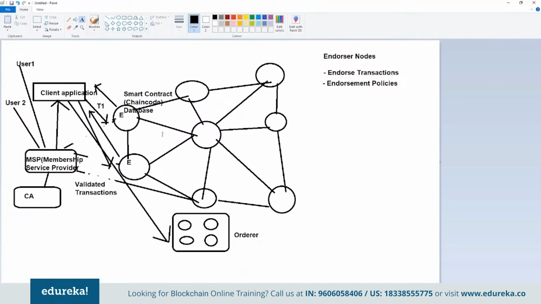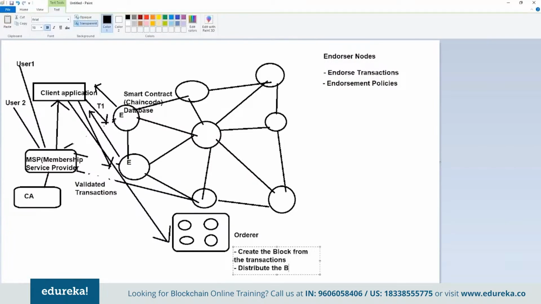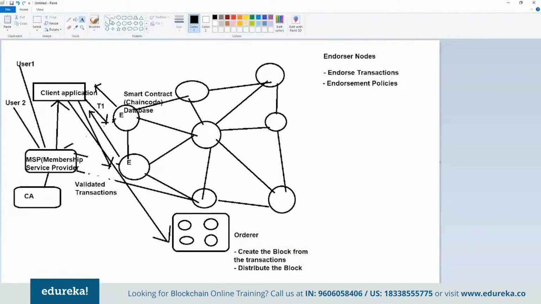Ordering service will create the block. It will create the block from the transactions and it will distribute the block to the network. So it will basically send it across to various nodes that are connected, including the endorsers. It will send this transaction to all the connected nodes. So there is a dedicated ordering service which will keep waiting for the transactions from the client application, and they will create the block from the transactions and they will distribute the block.